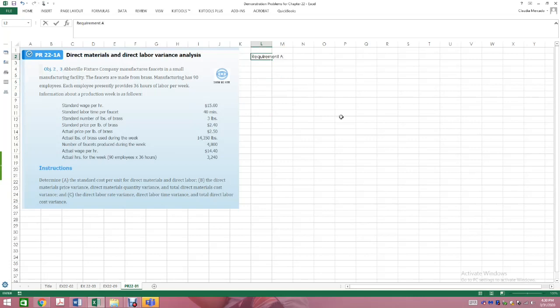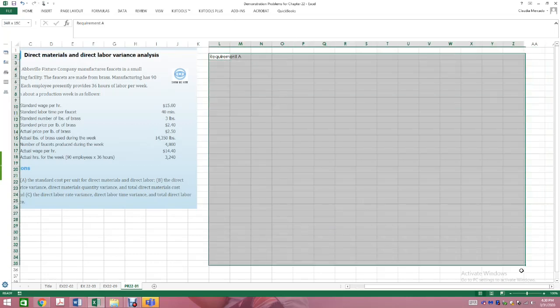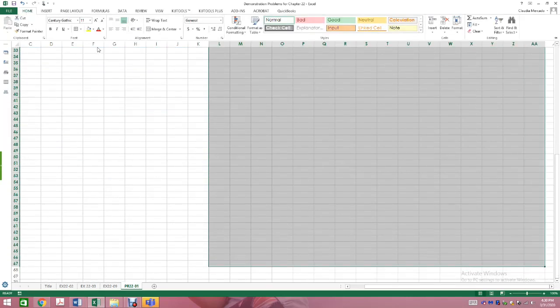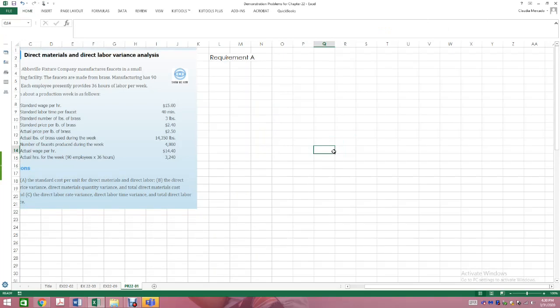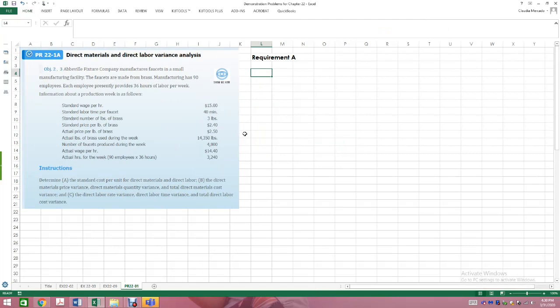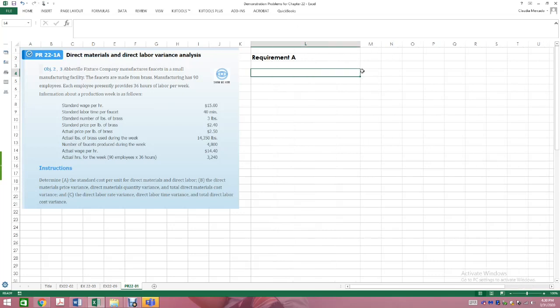Requirement A. Let me make that a little bit bigger, let me make it a 16. So requirement A. They're asking us for requirement A to do the standard cost per unit. So I'm going to set this up maybe like this.